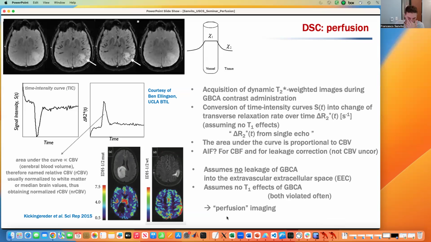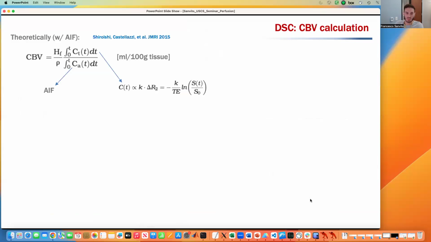Long story short, this is called perfusion imaging, not permeability imaging, because the numbers that we calculate have to do with this area under the curve that has to do with how much contrast is in the vessel. So it tells you how many vessels are in the voxel, whereas DCE told you how much of a leakage from the vessels to the tissue we have. So that's why that was called permeability imaging. This is called perfusion imaging.